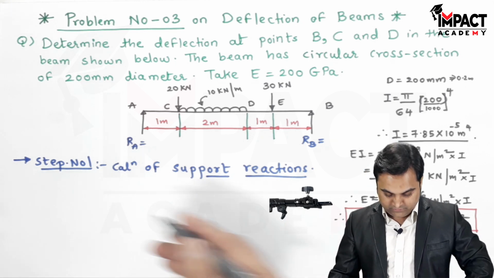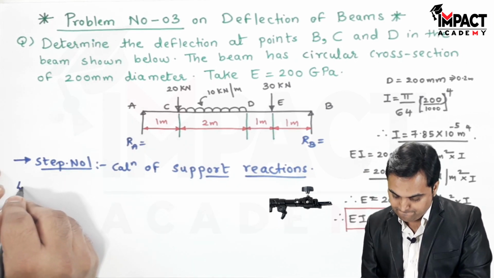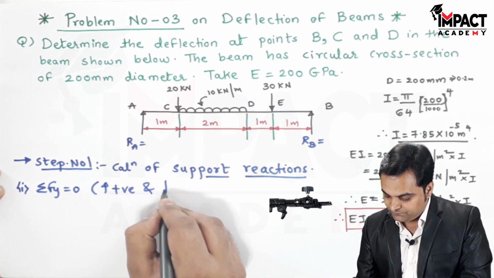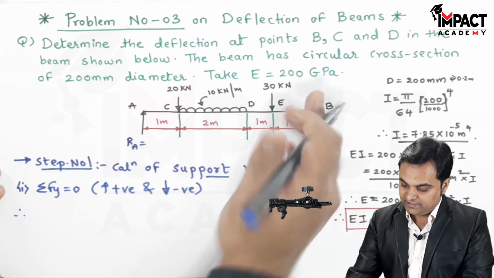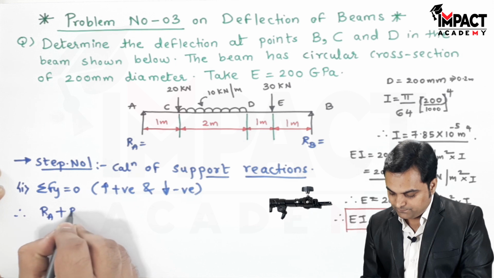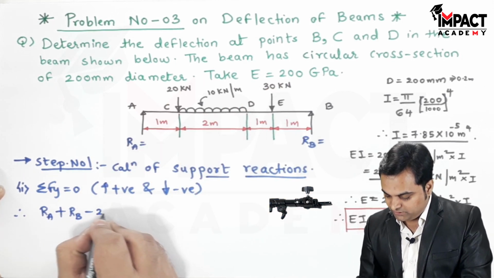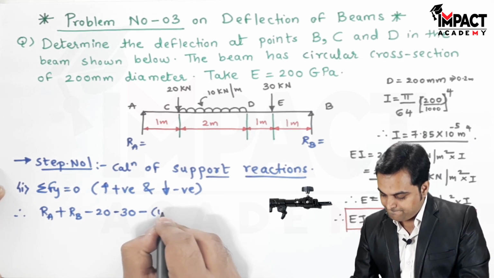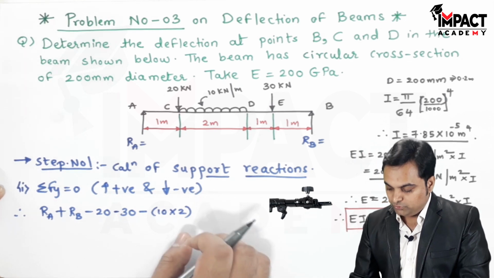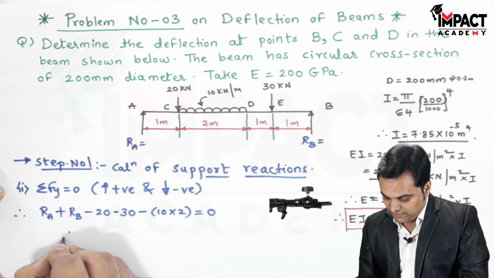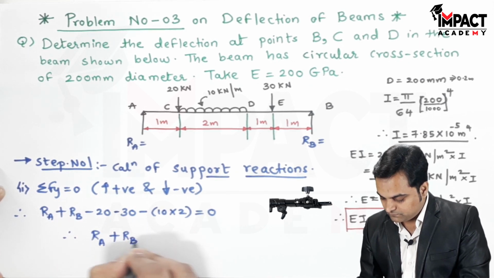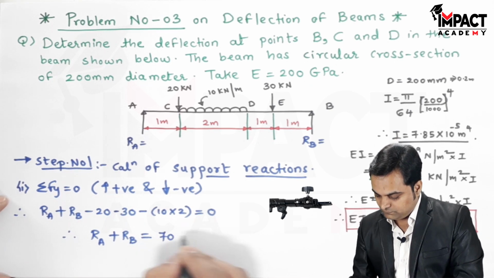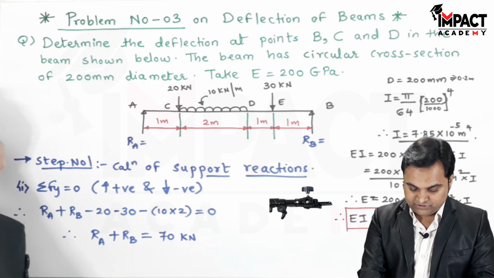Calculation of support reactions. For that, first summation of Fy is equal to 0, where upward forces are positive and downward forces negative. So therefore Ra and Rb both are upward. Minus 20, minus 30 both are downward. Minus this UDL, 10 into 2, its intensity 10 multiplied by 2 would give the point load for the UDL, is equal to 0. So Ra plus Rb value is 70 kilonewton, and this I'll keep as equation 1.